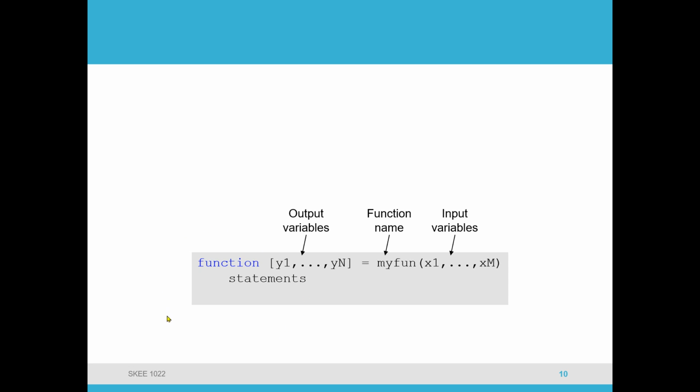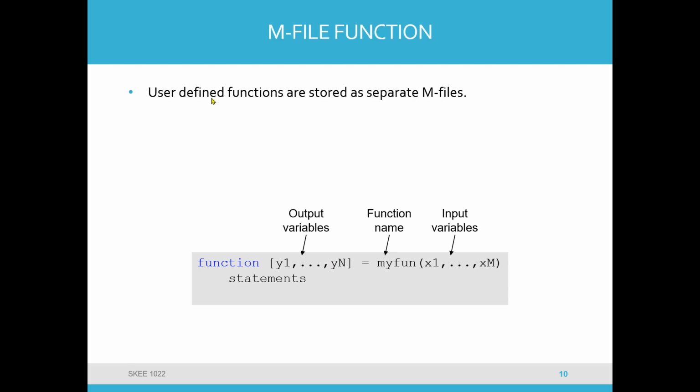If you write a function, make sure you don't forget about the end here. Put end. And of course, in the statements, make sure all your statements have the output variable. Input doesn't matter too much, but output is important. You have to define everything, define all the outputs. User-defined functions are stored separately in an M file. Like I showed before, a function is created in a different M file.